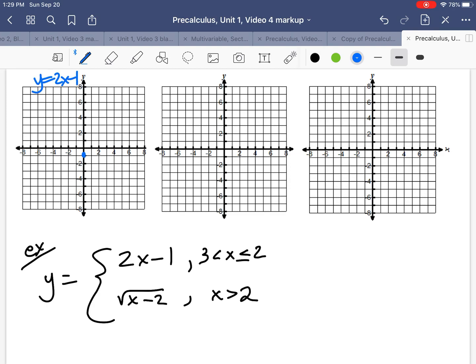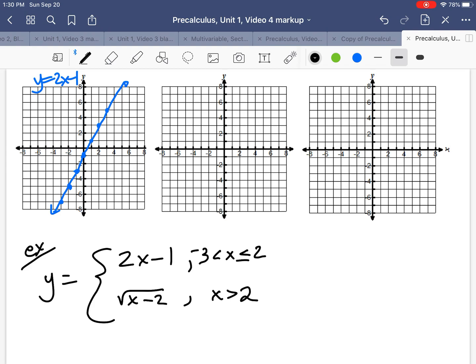So 2x minus 1 starts at -1, goes up 2 over 1. So there's that graph. So this is the whole graph. And let's see, down 2 over 1. So a nice pretty picture of that. All right. But this problem down here says only use this graph when x is between, and I think I've made a mistake here, -3 and 2. Okay? So I'm only supposed to use this graph when x is between -3 and 2.